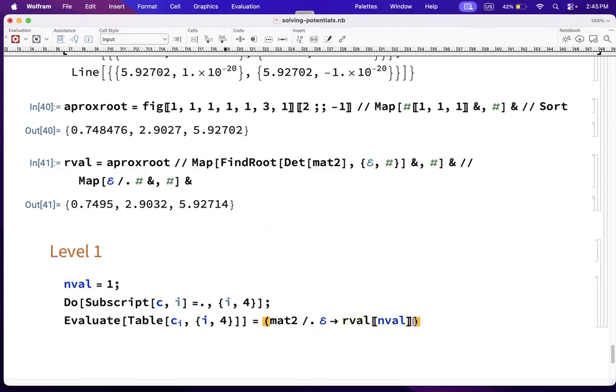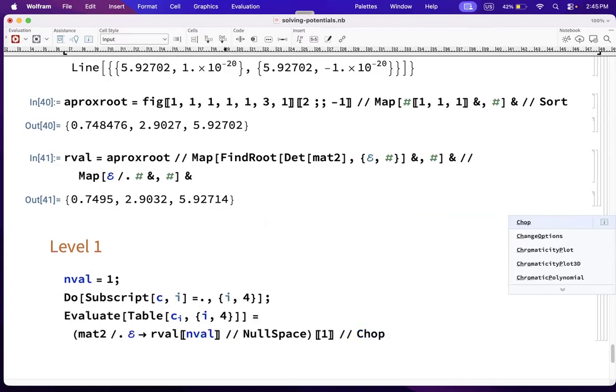And after this, we have to do null space, right? And after, I'm going to put chop to make it clean. So what I'm doing here is finding the set of values C1, C2, and C3 that belong to the matrix which determines 0 for this value. The first value is one. Okay, let me check this. Everything looks fine.